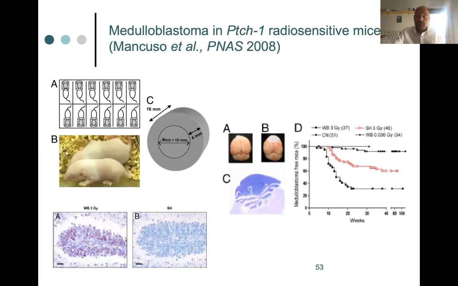Now, this mouse was irradiated either whole body with radiation, and you see it here. This is the medulloblastoma-free mice as a function of the time after irradiation. Now the black curve is the whole body irradiated mice as a function of the time. You see that at 3 gray, 70% of the animals get medulloblastoma. So it's a very sensitive system.